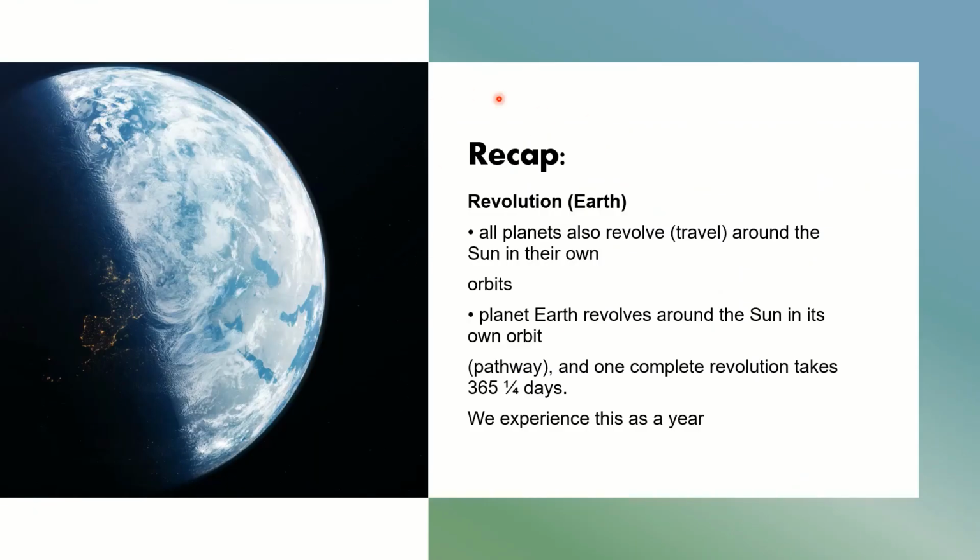Let's recap what we learned today. Revolution is when all planets revolve or travel around the sun on their own orbits, and planet Earth revolves around the sun in its own orbit or pathway. To complete one revolution takes 365 and a quarter days, as we experience this in a year.